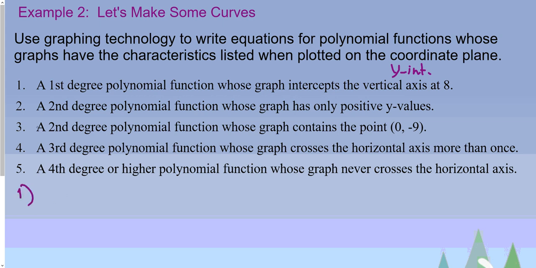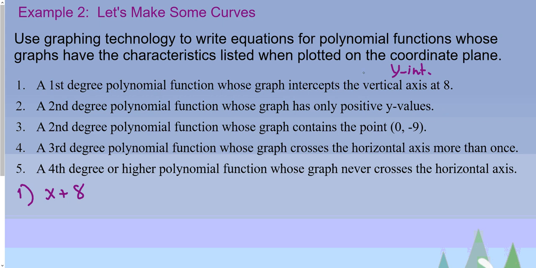First degree, so it's got to be linear. x plus 8. Because that'll be linear, it'll be first degree, and we'll cross the axis at 8.